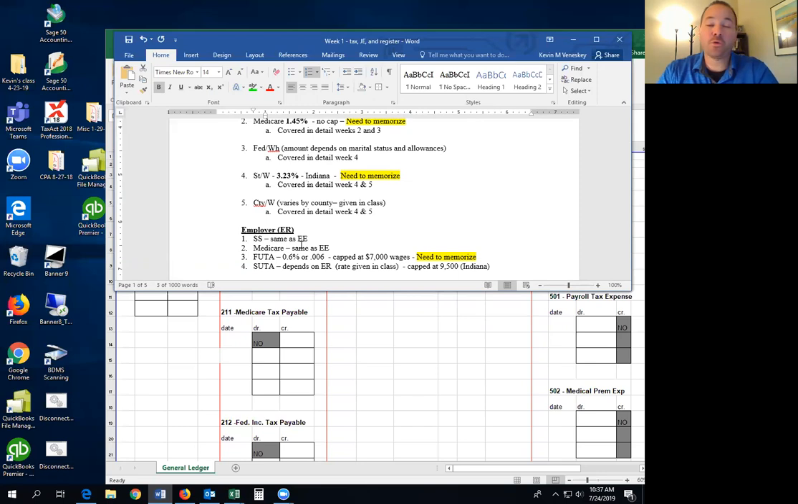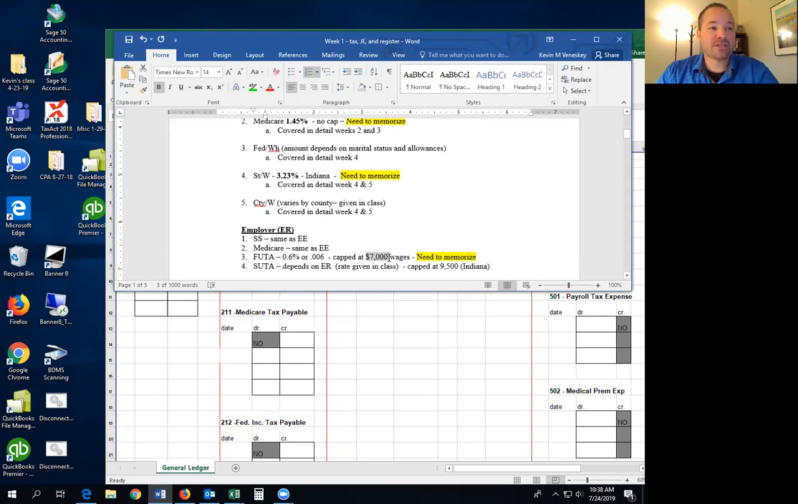The final 2 are, for Indiana purposes, only paid by the employer, and the first is the FUTA tax. We're going to talk a lot more about this when we get into week 6, but just briefly, FUTA is an unemployment tax. It stands for Federal Unemployment Tax Act. On the federal side, it's a very low amount, only 0.6%, or as a decimal, 0.006.